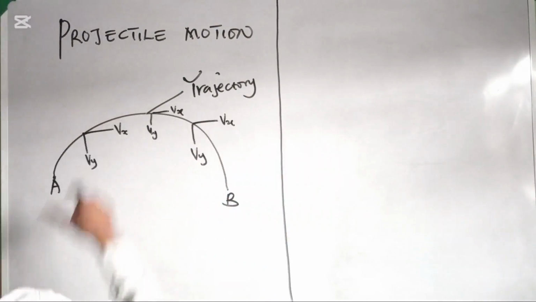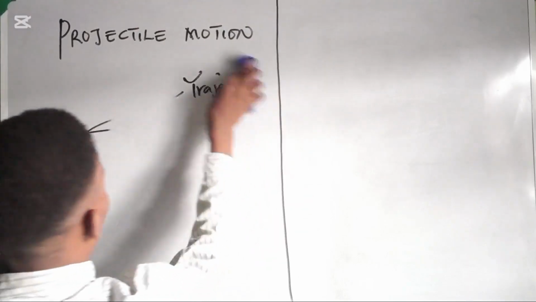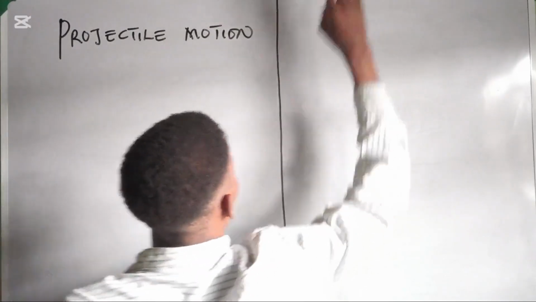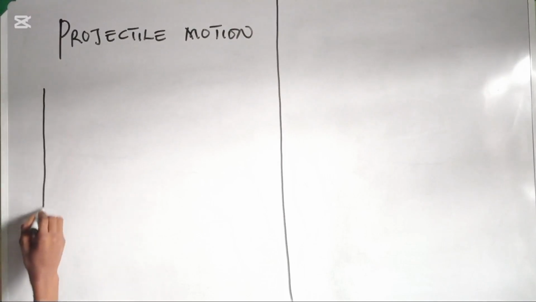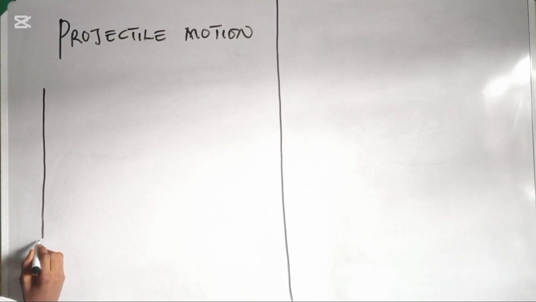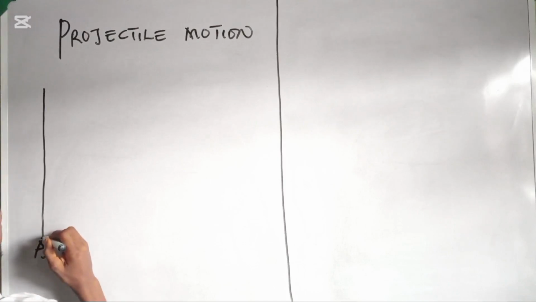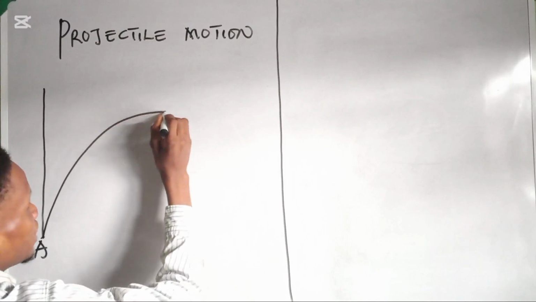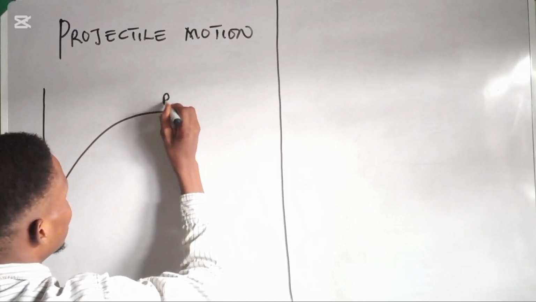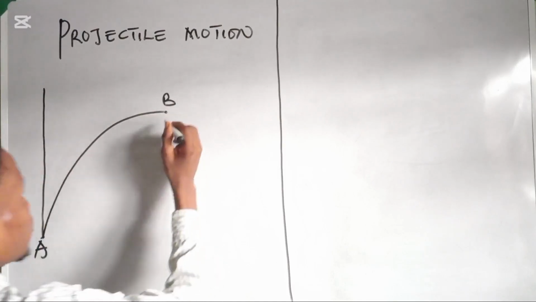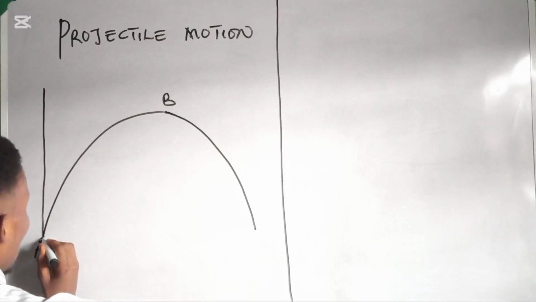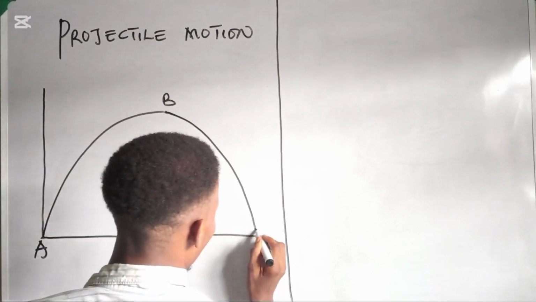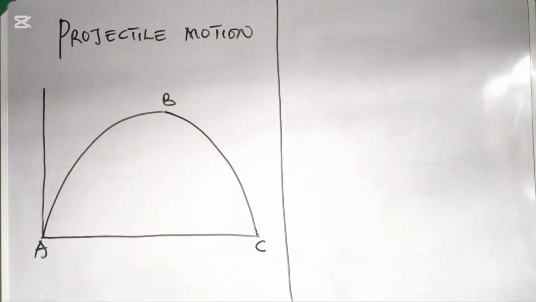So let's take an instance by looking at this diagram. Let's say this is the vertical axis, and this point on it is point A. An object projected from this point moves to a height where it reaches point B. From there, it starts to fall and falls to the same ground where it was projected from, at point C.